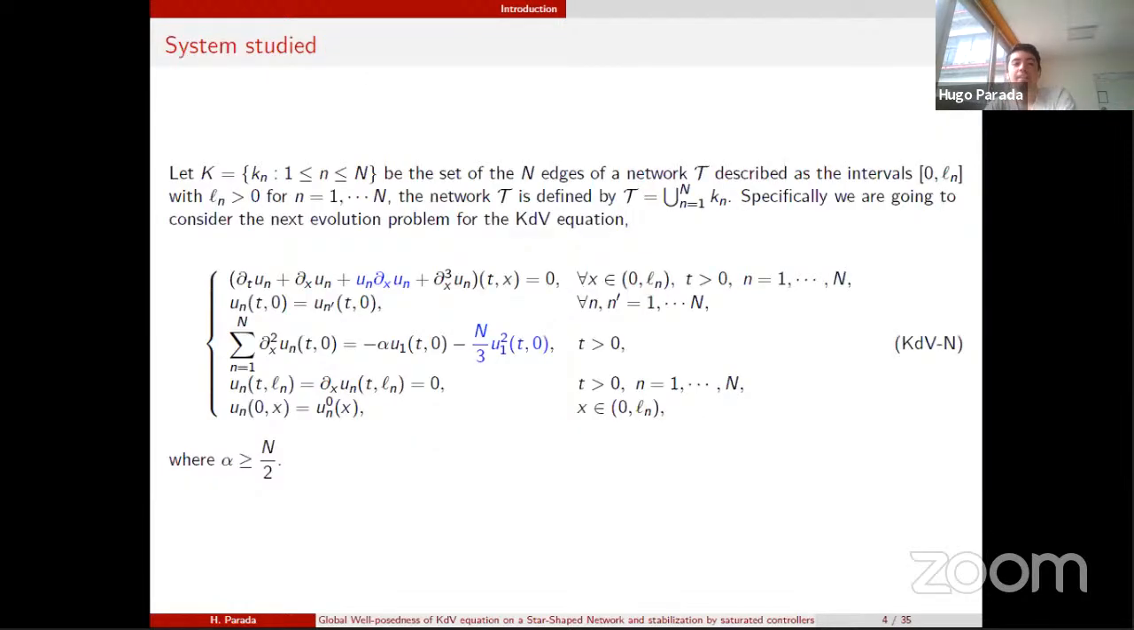So the system that we are going to study is the following one. You can see that we have a KdV equation. This is the nonlinear term of the KdV equation. Here we have this important condition, a continuity condition, that tells us that in the central node, all the functions have to be the same. This is the continuity condition.